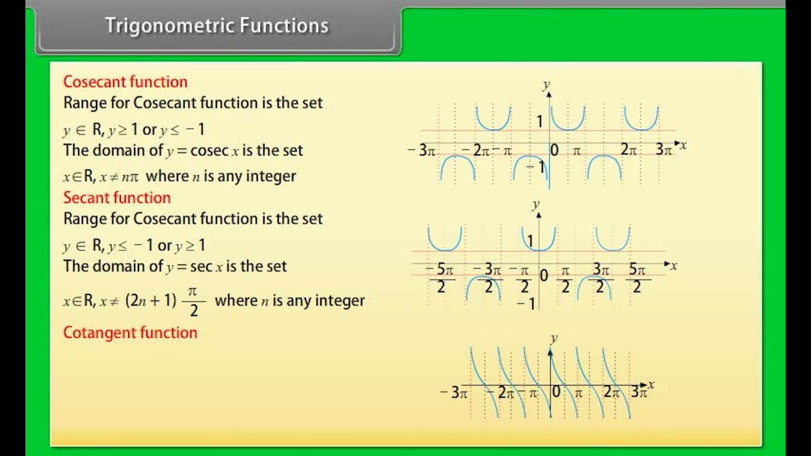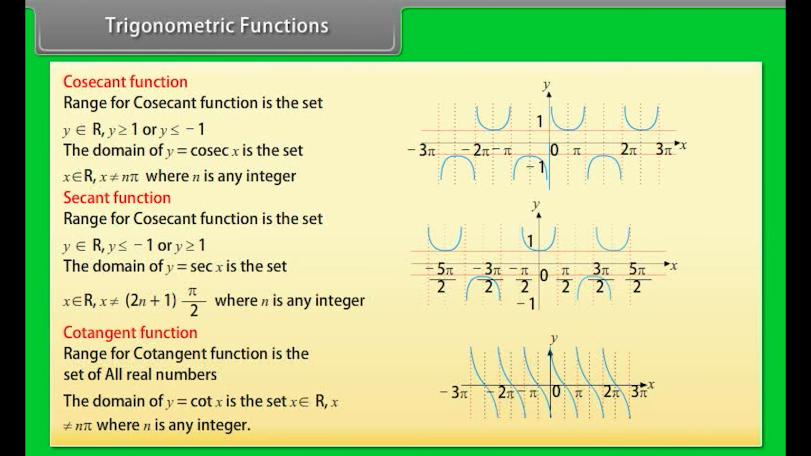Cotangent function. The range for the cotangent function is the set of all real numbers. The domain of y equals cot of x is the set: x belongs to real numbers, x not equal to n times pi, where n is any integer.